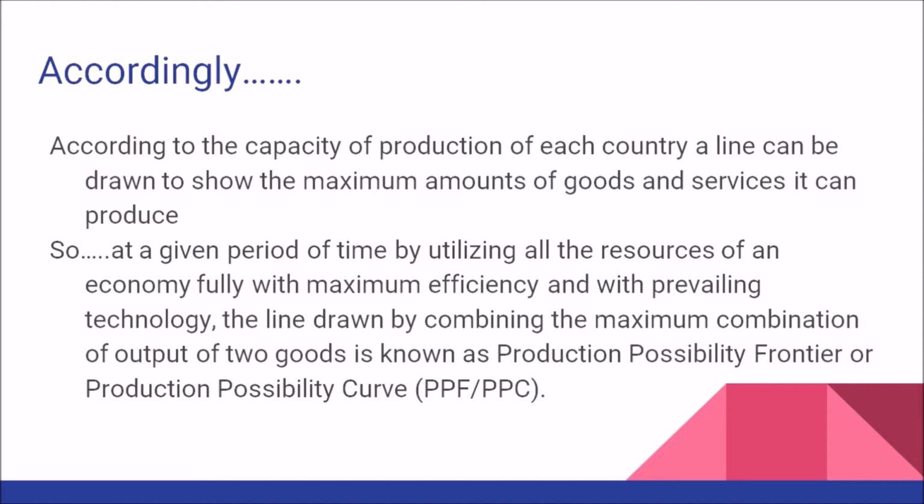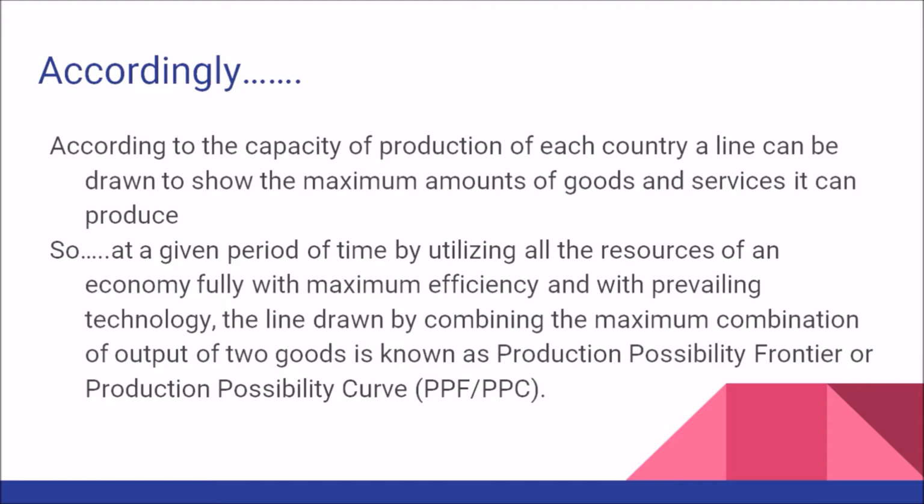Now we will move on to the definition of a production possibility curve. At a given period of time, by utilizing all the resources of an economy fully with maximum efficiency and with prevailing technology, the line drawn by combining the maximum combinations of output of two goods is known as a production possibility frontier or a production possibility curve.